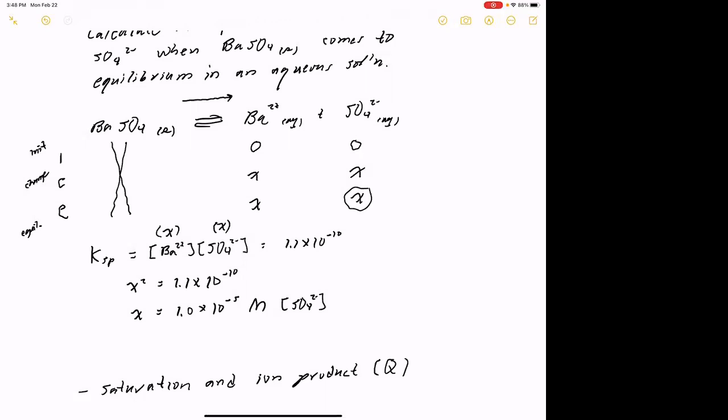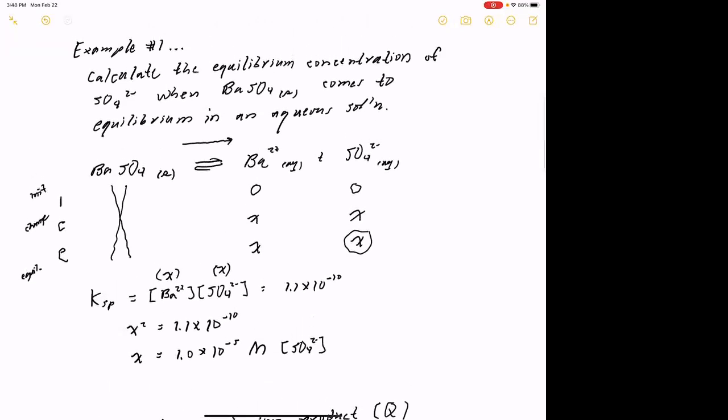Does everybody see how I could set up an ICE table and use it to develop an algebraic expression in terms of the law of mass action that I can then solve for an equilibrium concentration? It's just a tool that we use. Everybody see what I did there? Any questions, especially for folks who haven't seen this kind of setup before? Does it make sense? Anything we need to elucidate here? Okay, good.